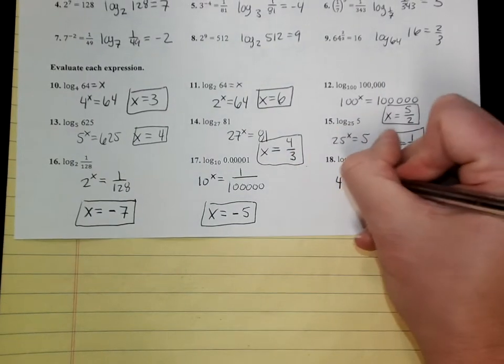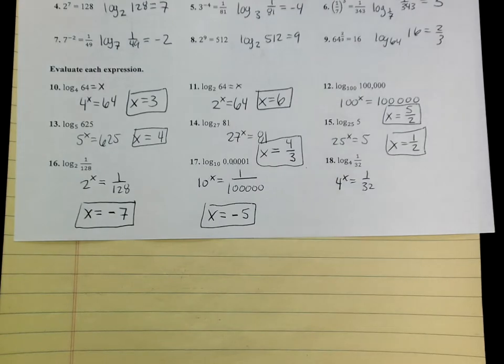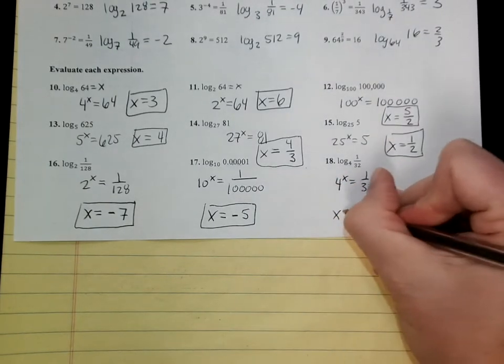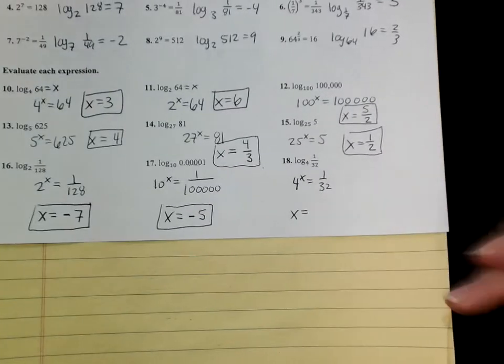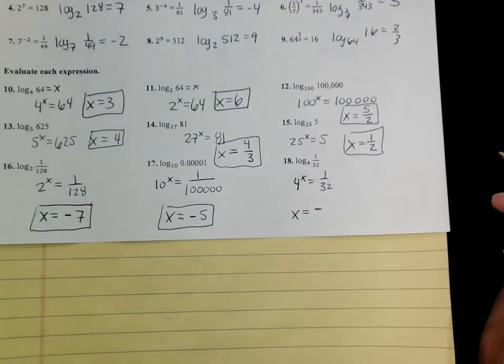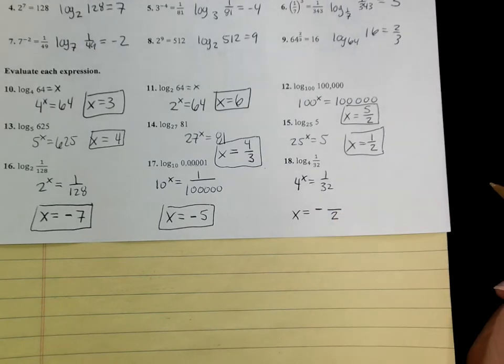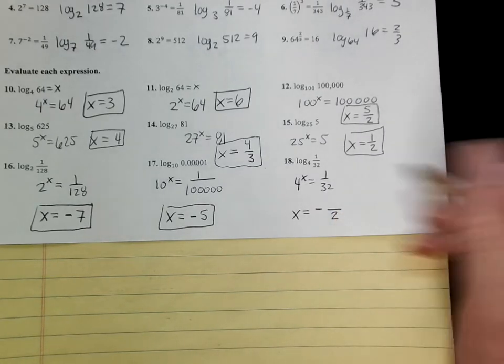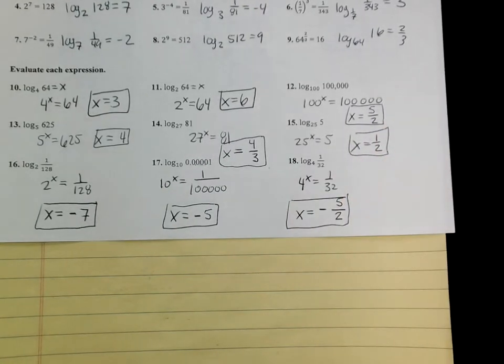4 to the what power equals 1 over 32? Well, again, this is when I can't go straight from 4 to 32. I need to first break the 4 down. Well, first of all, to be honest, I know it's negative because that's a fraction. Then I need to break the 4 down by taking the square root of 4 and getting 2. 2 to the 5th power is 32, and that's how I get 1 over 32.